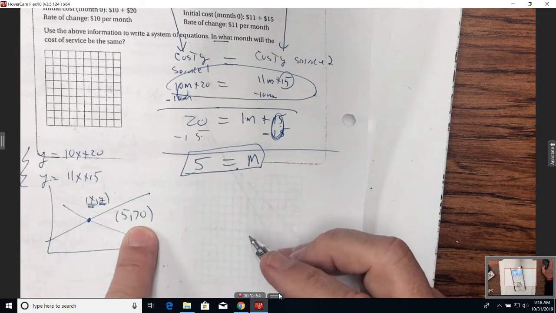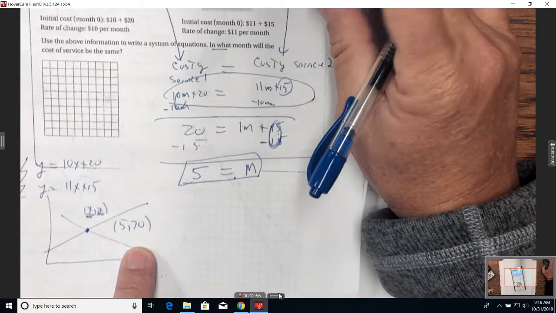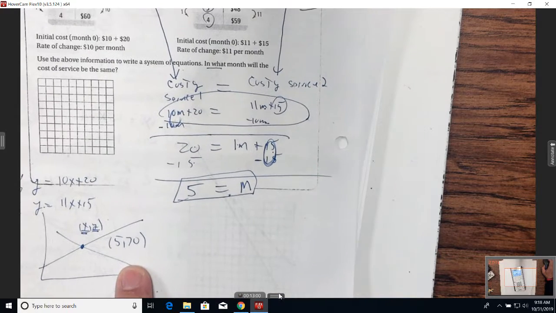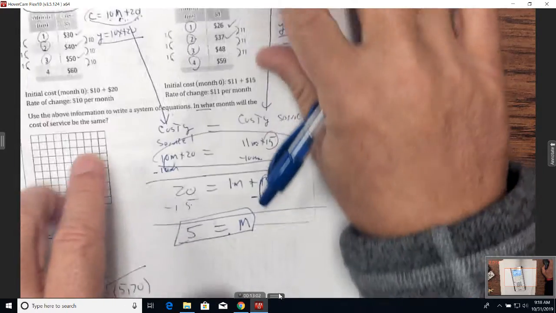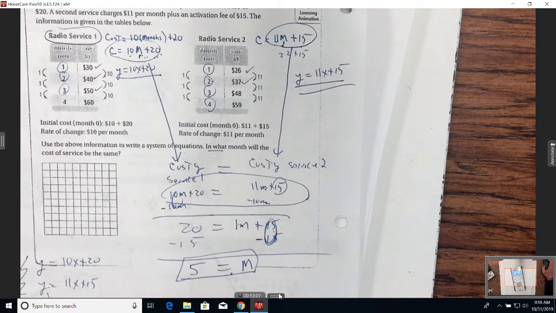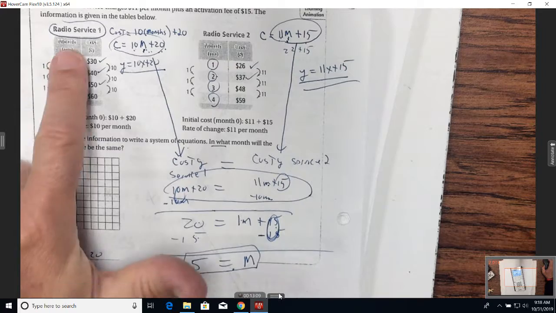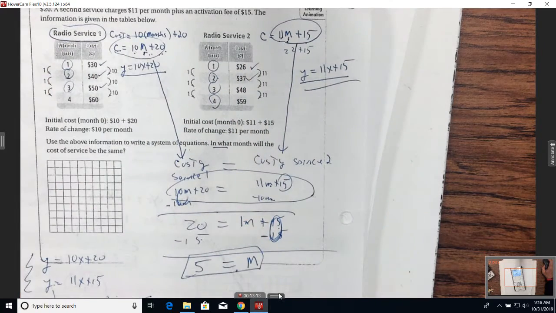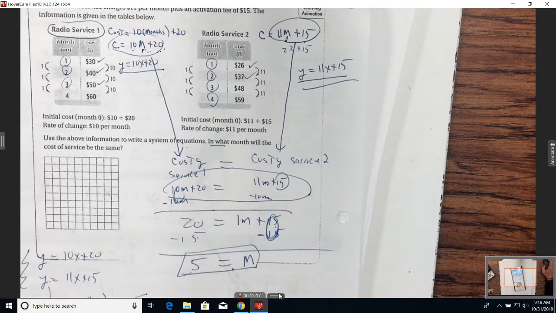Exactly. After 5 months, they both cost $70. So let me ask you this question. What if you had a membership for less than 5 months? Which would be the best deal? Would you rather have radio service 1 or radio service 2 if you're only going to keep this for 1 month, 2 months, 3 months, or 4 months? Which one do you think would be a better deal?